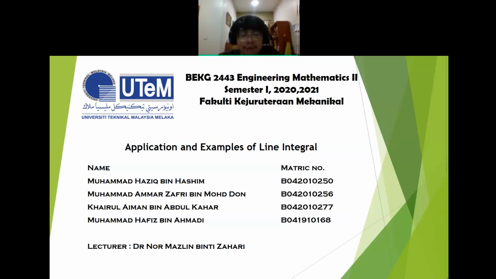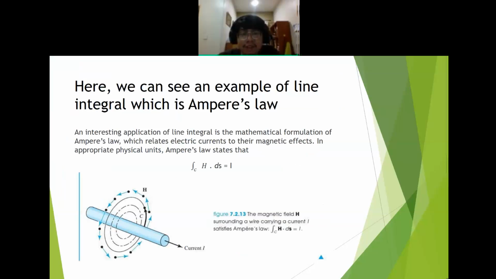Today, I am going to talk about the application and examples of line integral assignment. Our application of line integral is Ampere's law. So moving on, here we can see an example of line integral, which is Ampere's law.